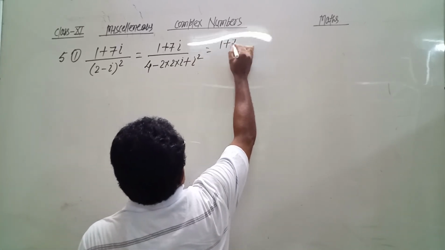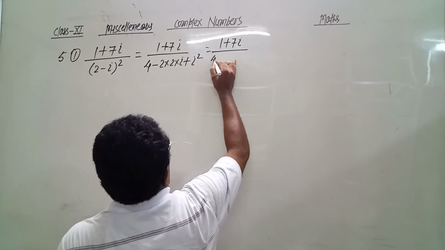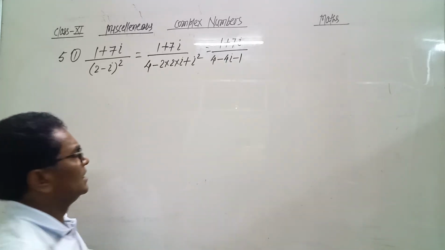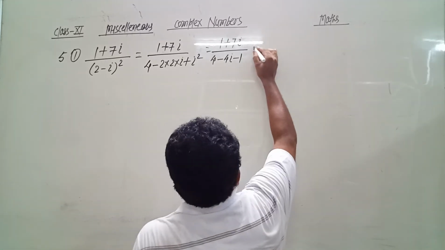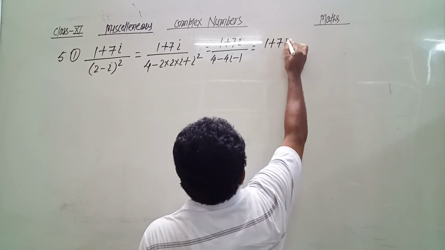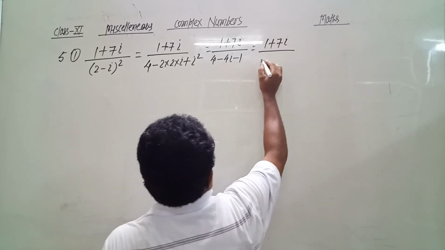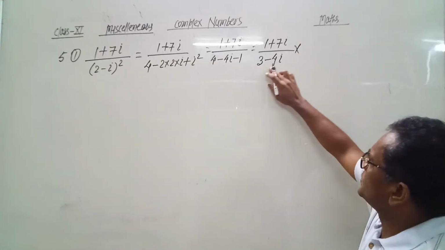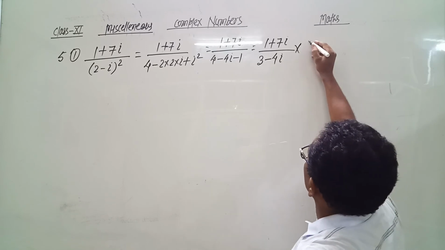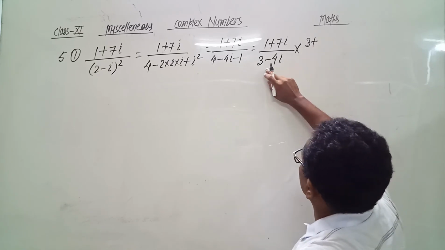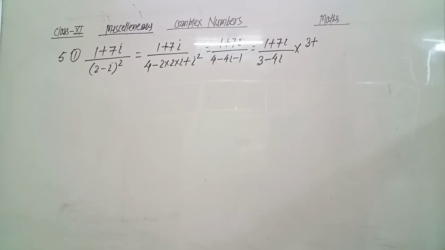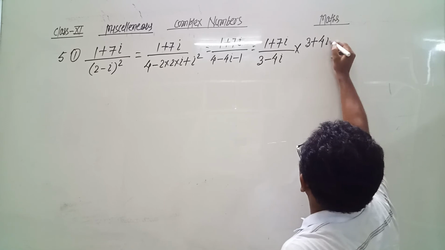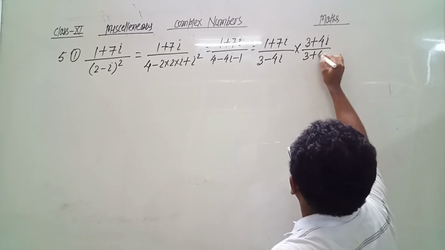Then (1 plus 7 iota) upon (4 minus 4 iota), and iota square is minus 1, so (1 plus 7 iota) upon (4 minus 1), which is 3 minus 4 iota. Now we rationalize by multiplying the numerator and denominator by the conjugate of 3 minus 4 iota. So 3 plus 4 iota upon 3 plus 4 iota.